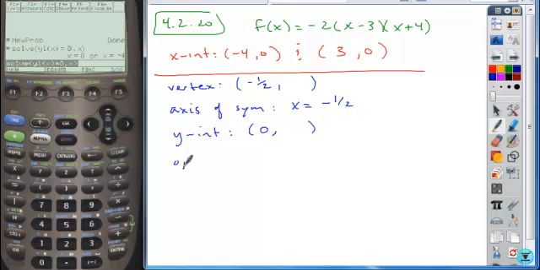And then finally, the tendencies of the graph. Is this graph going to open up or down? The leading coefficient is negative, so it's going to open down. So if a is less than 0, it opens down.